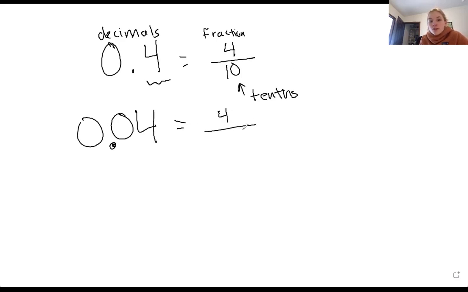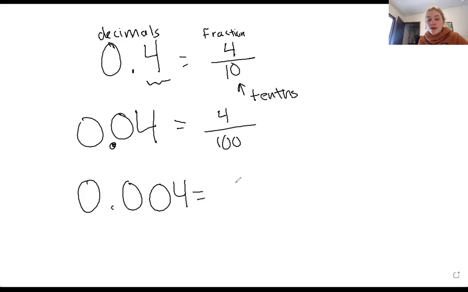Now, can you guess the denominator that we would use? 4/100. You got it. 4 over 100. And then we could keep going. We have 4/1000 here, and here it is as a fraction. All right. And also these decimals could be converted into percentages as well, but we will cover that later.